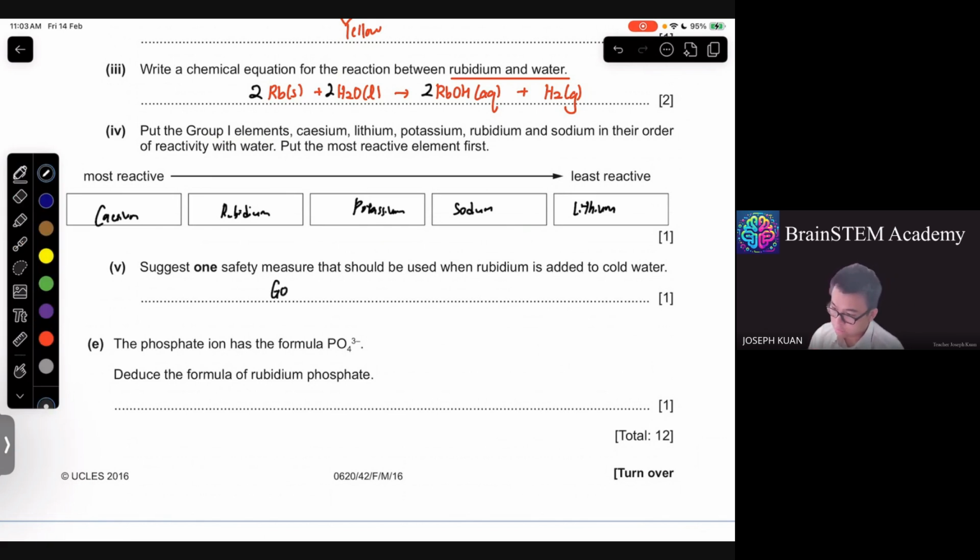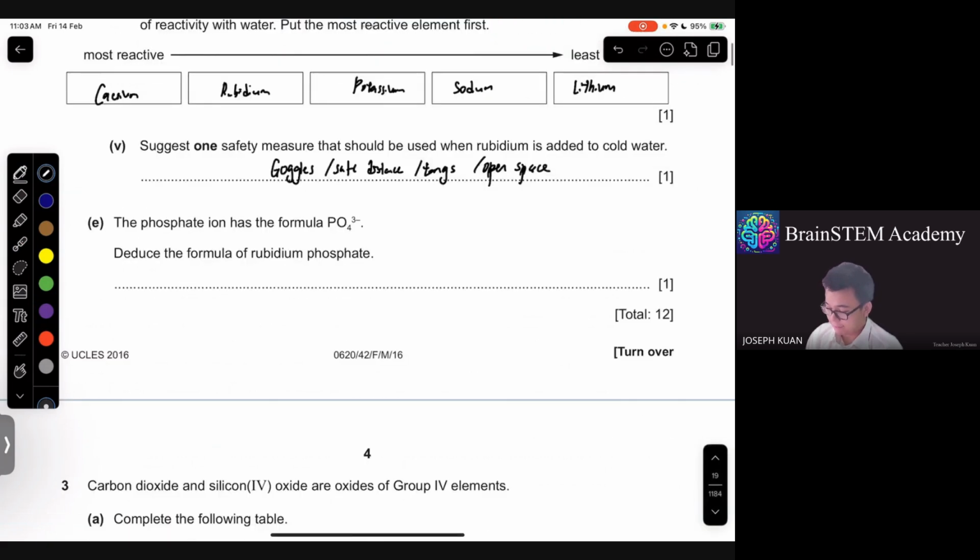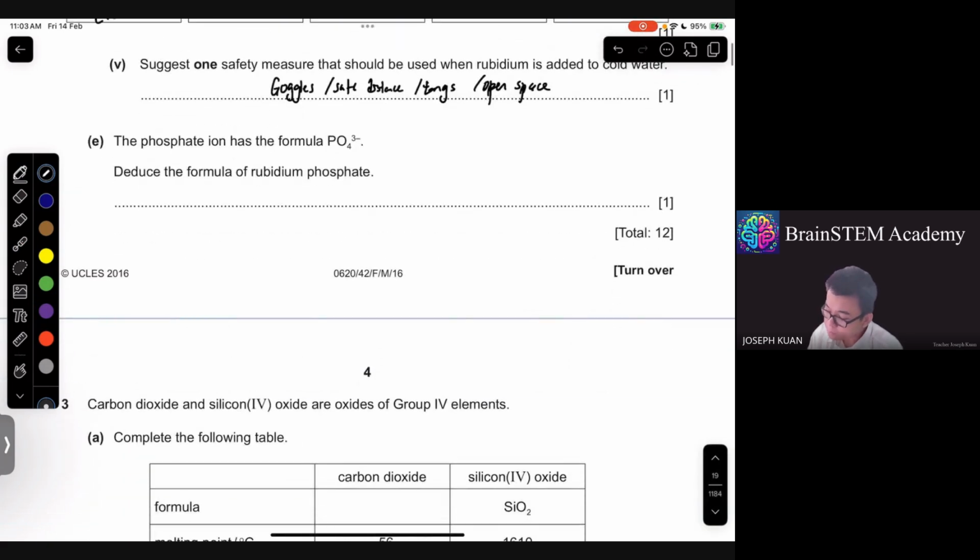Well, you can use goggles, glasses, gloves, use a safety screen, a safe distance from the chemicals, use tongs, do the experiment in an open space, and many, many more precautions that have to be made when you do this experiment.